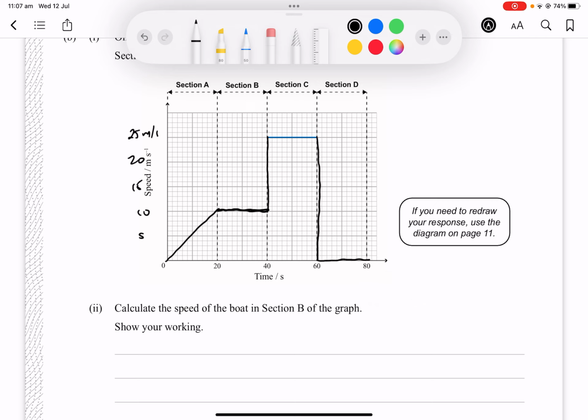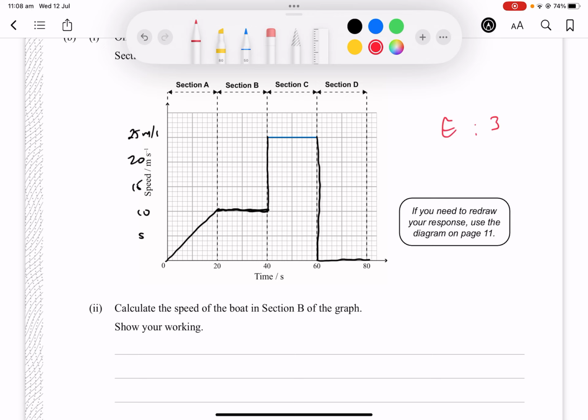So a constant acceleration for the first 20 seconds to 10 meters per second. A constant speed of 10 meters per second for 20 seconds. Then we have a constant speed of 25 meters per second for 20 seconds. And finally, we have a speed of 0 for the last 20 seconds. And this is an excellence level question. If you can label all three of these parts correctly, that will be an excellence.